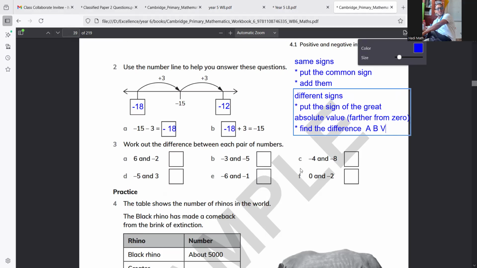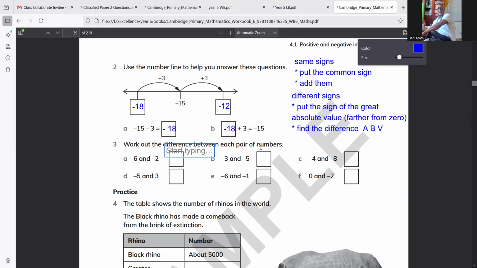Question number 3. It's a tricky question. They say work out the difference between each pair of numbers. Find the difference. Remember, what is the difference? Difference is always positive. This is step number 1. You need to know about difference.